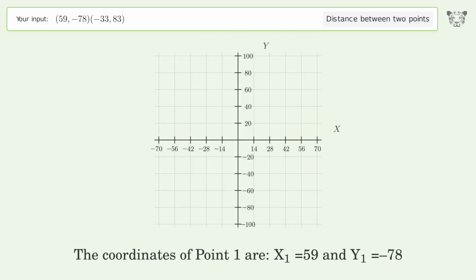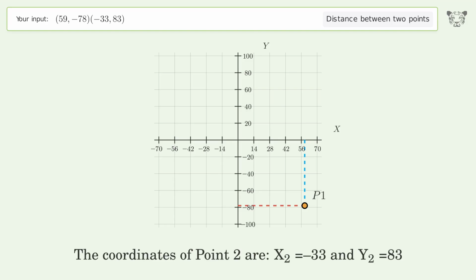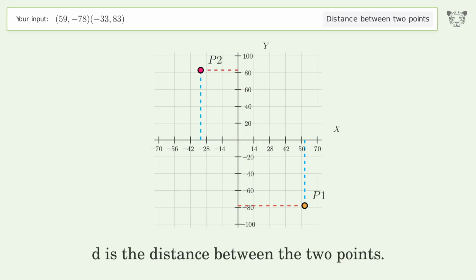The coordinates of point 1 are x1 equals 59 and y1 equals negative 78. The coordinates of point 2 are x2 equals negative 33 and y2 equals 83. D is the distance between the 2 points.